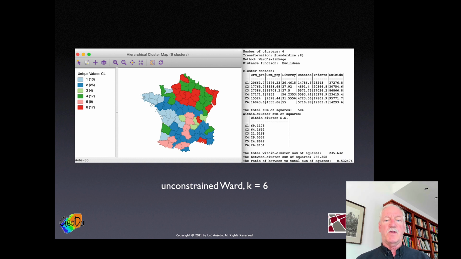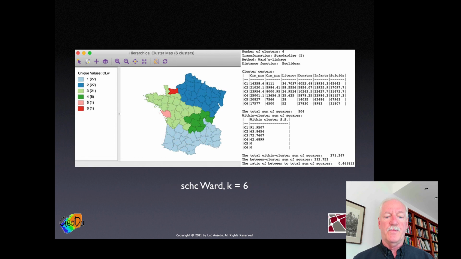This is the point of departure, and I just want to show this to illustrate how a standard hierarchical linking using Ward's criterion for k equals 6 gives a result that is anything but contiguous. And also, just as a frame of reference, we see the ratio here is 0.53. Okay, now let's look at Ward's, the same criterion. The measure of fit drops to 0.46.